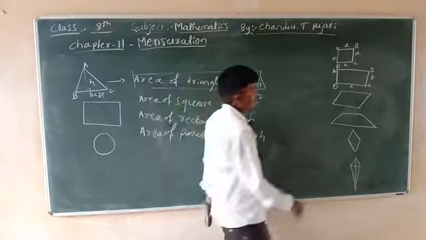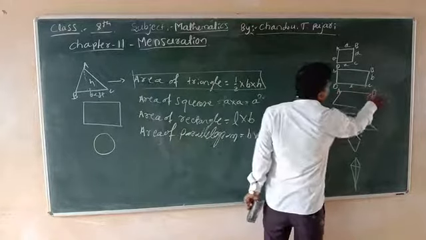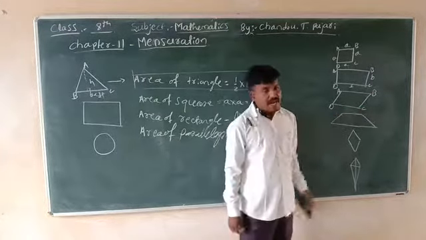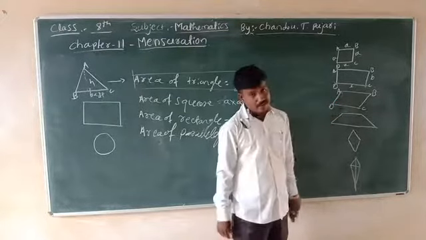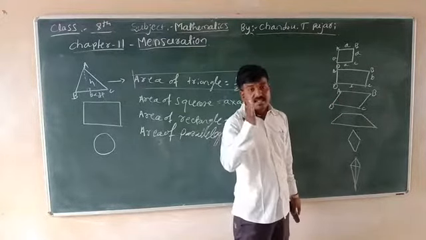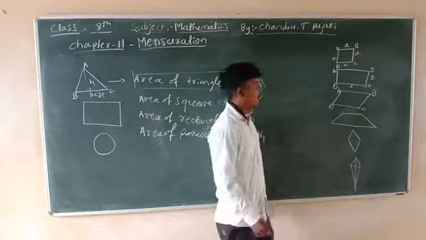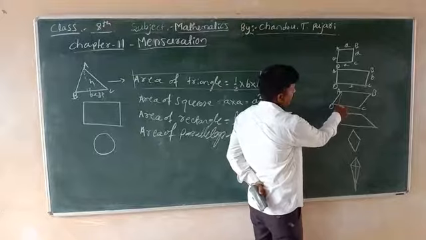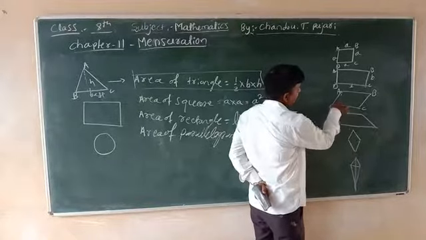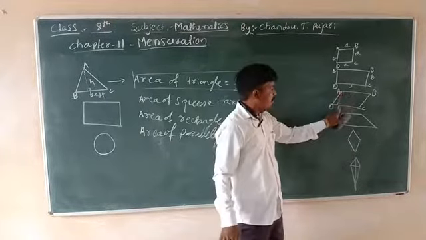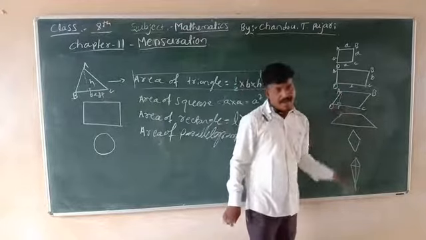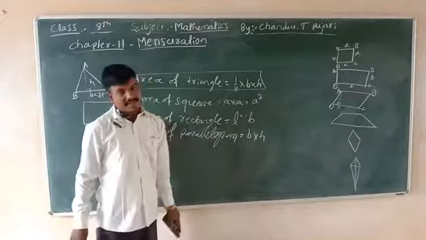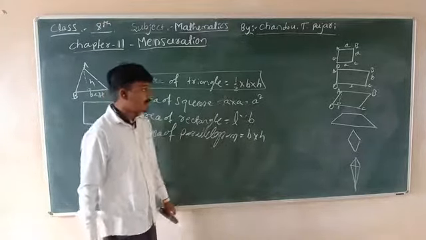Consider ABCD is a parallelogram. Consider the base is BC, otherwise the base is AD. You can choose any one. The height is the perpendicular height. Construct the perpendicular height, this line, AE. It is perpendicular to the base BC. Therefore, the area of a parallelogram formula is base into height.